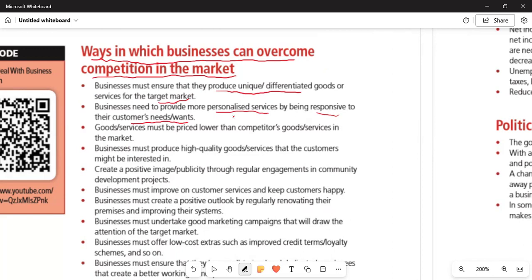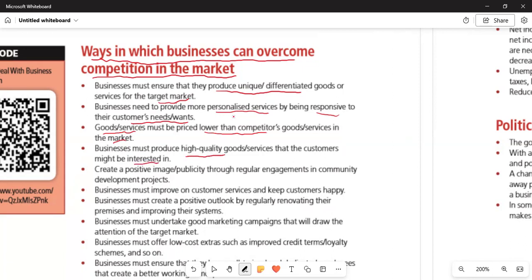Goods and services must be priced lower than competitors' goods and services in the market. That is how you can also overcome competition, by trying by all means to lower your price. This will help you to have more sales because many customers buy based on price. Business must produce high quality goods, things that consumers might be interested in.